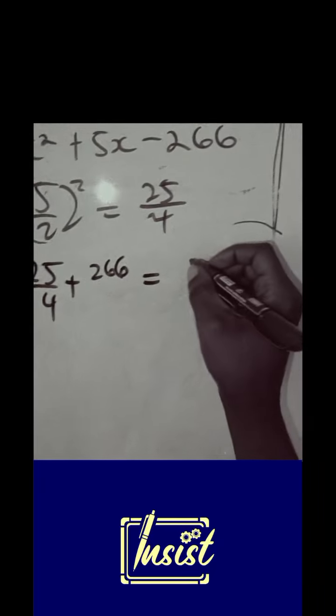What do I have at the end of the day? I will have 1089 over 4. Then I'll square root this. I will end up with 33 over 2.